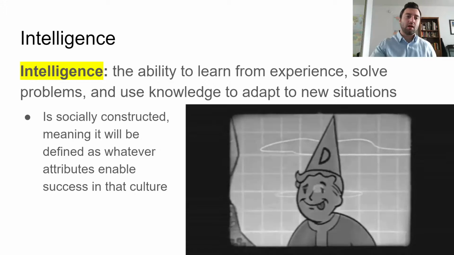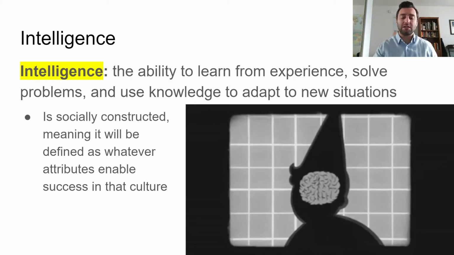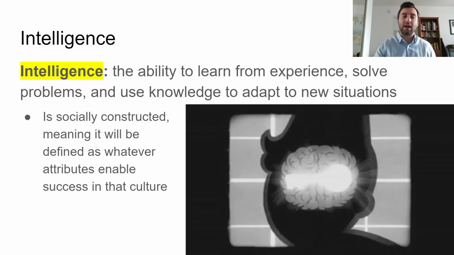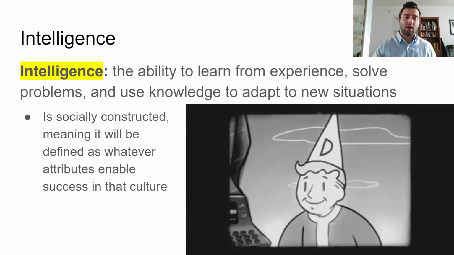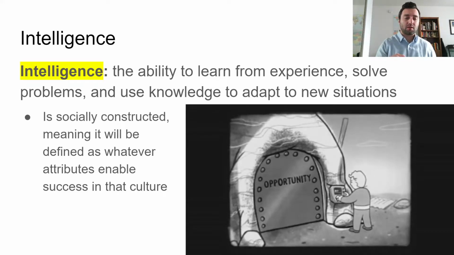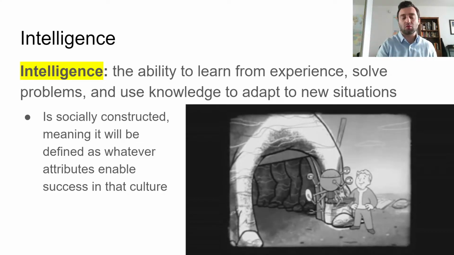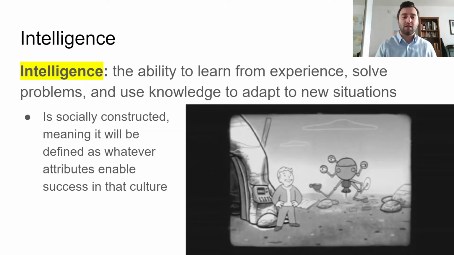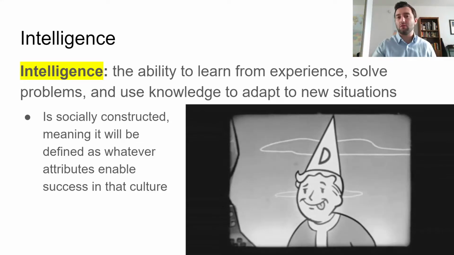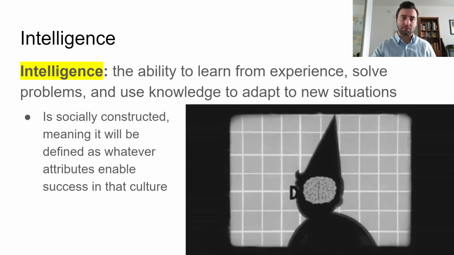Now, intelligence is really socially constructed. So what it means to be intelligent is going to look different in every single society. And when we say it's socially constructed, basically what that means is that what kind of attributes or things we define as the things that will make you successful is going to be different from culture to culture.